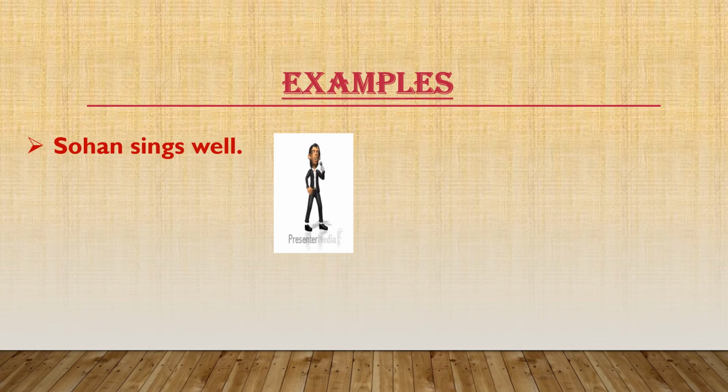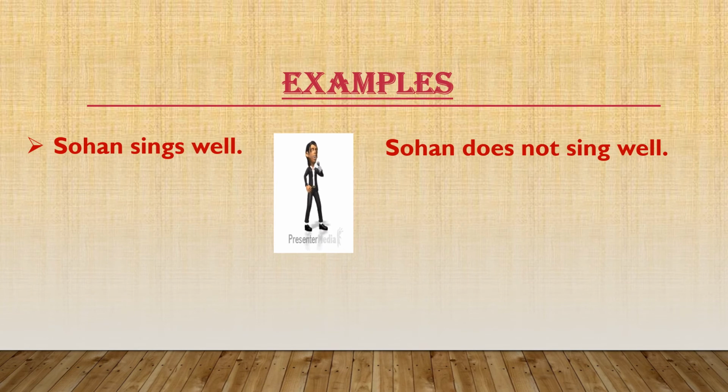Step number 2. Find the subject. The subject over here is Sohan. Is it singular or plural? Sohan is just one, so it is singular. And as I told you, with singulars we use does not. So you will write Sohan does not sing well. Just write does not before the verb, that is sing. Let us move on to the next one.